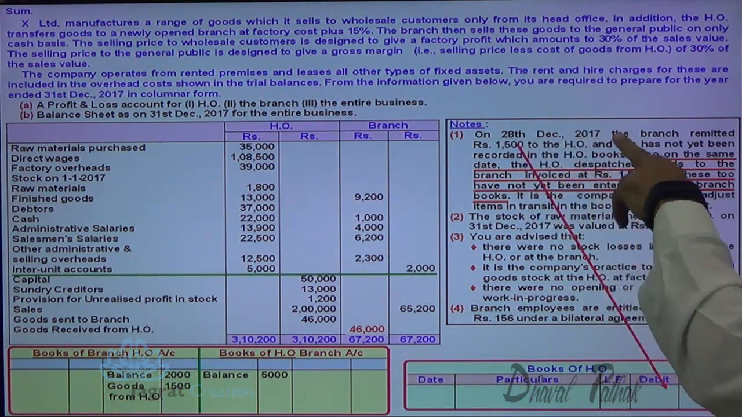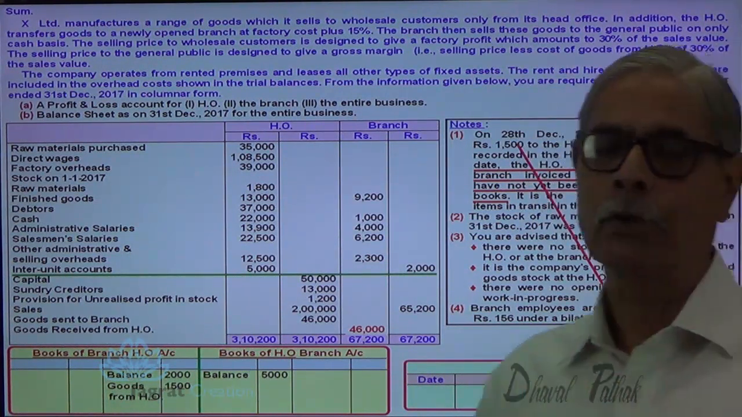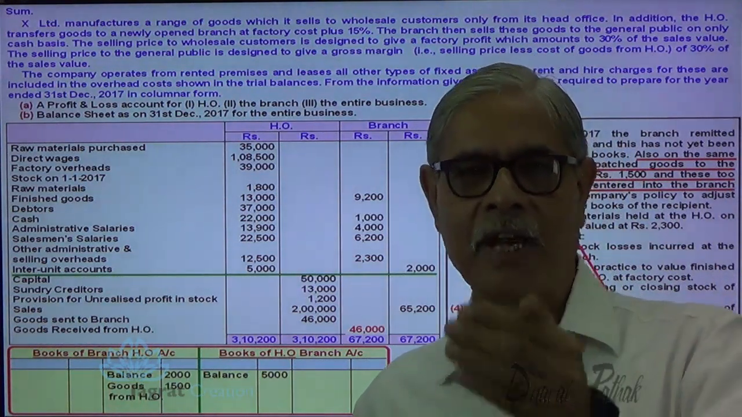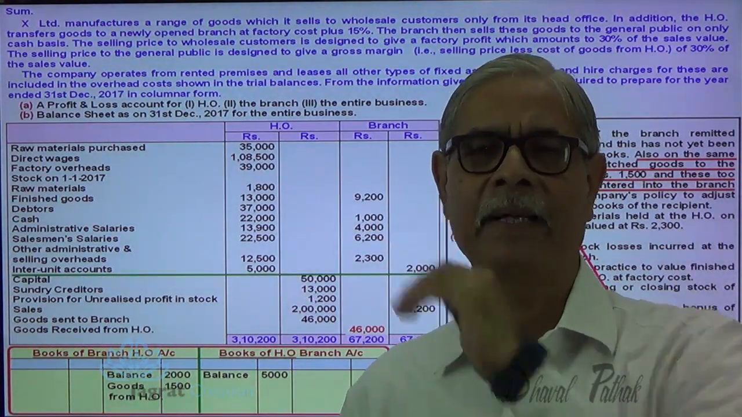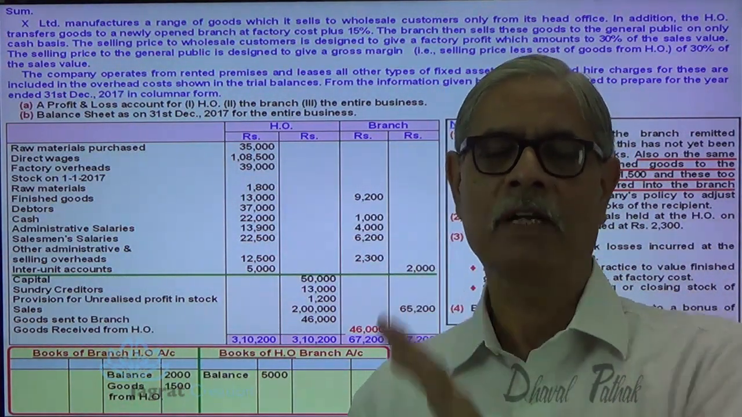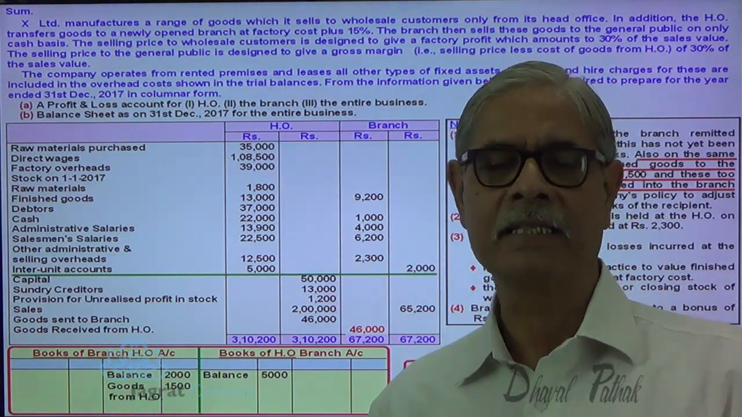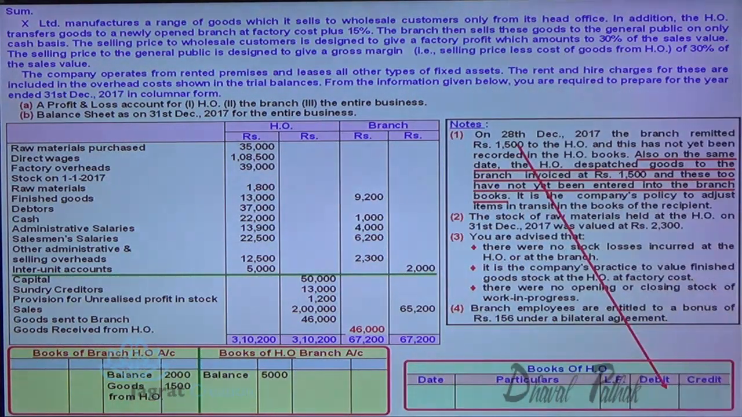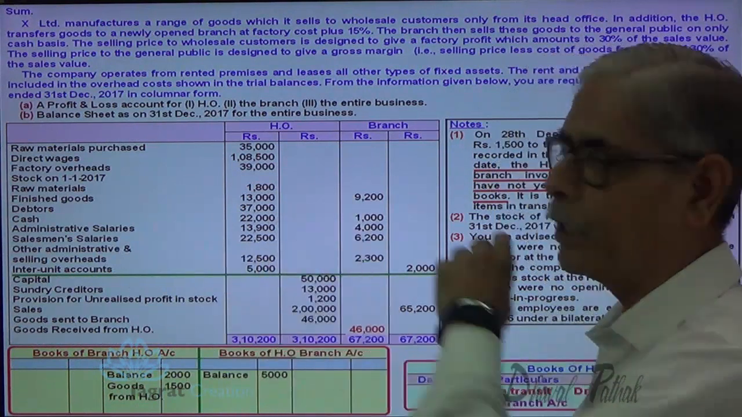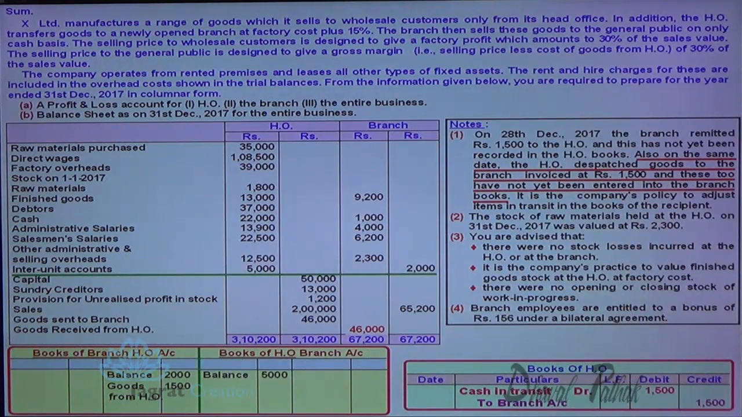On 28th of December, the branch remitted 1,500 to HO. Branch remitted to HO. HO is the receiver. Recipient end is HO. So HO will write the adjustment entry. Cash in transit account debit to branch account credit. This cash in transit I will add to the cash balance 22,000. So my cash balance is 22,000.